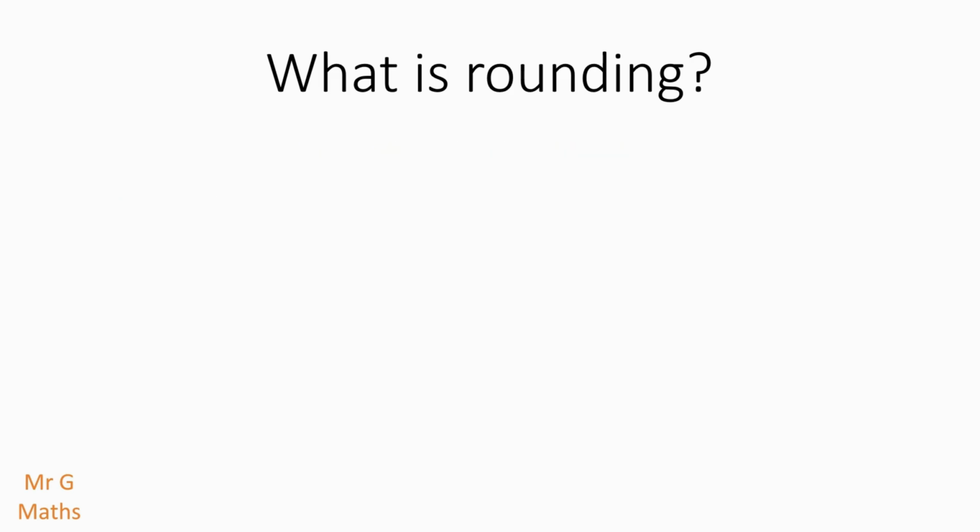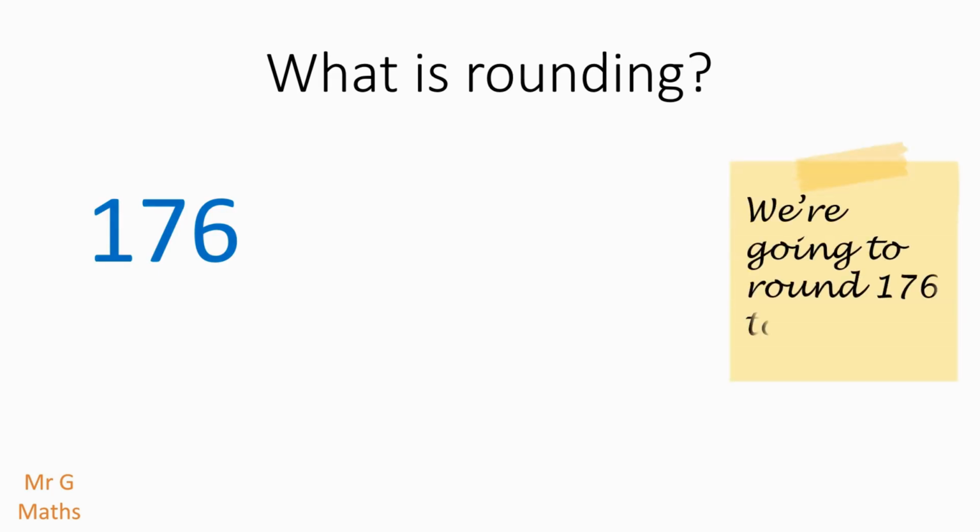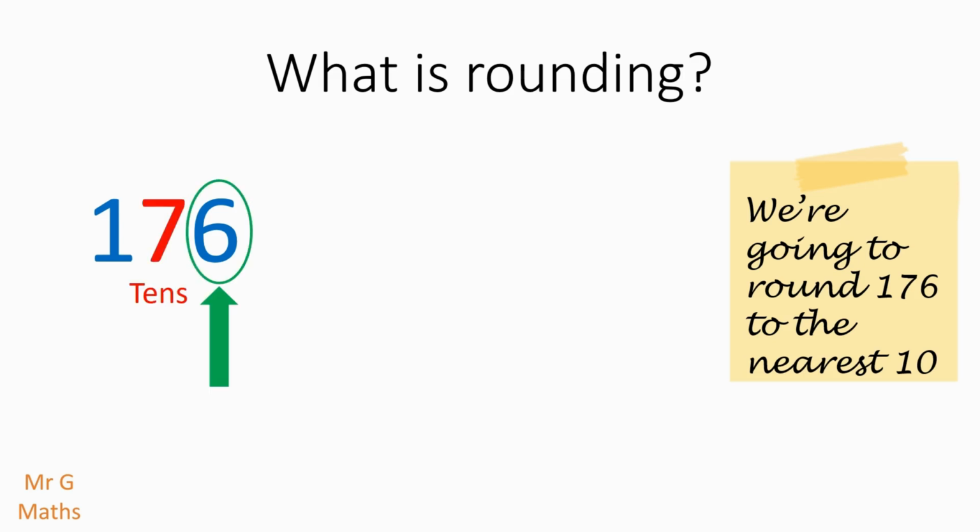Here's another way to look at the number 176. And again, we're going to round it to the nearest 10. We need to look at the place value of each digit. Here we have 1 hundred, 7 tens and 6 units. Because we're rounding to the nearest 10, we need to look at the tens column. But it's the next digit, the one to the right of it, that tells us how to round.